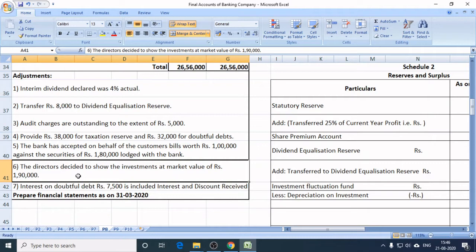Directors ने decide किया है कि इस asset को, that is investment को, schedule number 8 जो है investment का, वहां पे market value से दिखाना है. इसका मतलब for calculation purpose we have to consider 1,90,000.